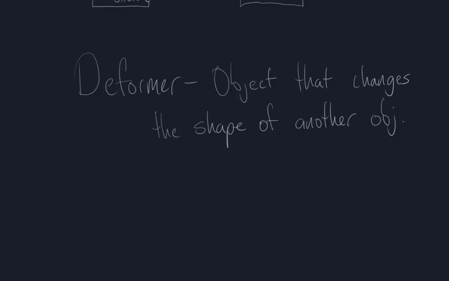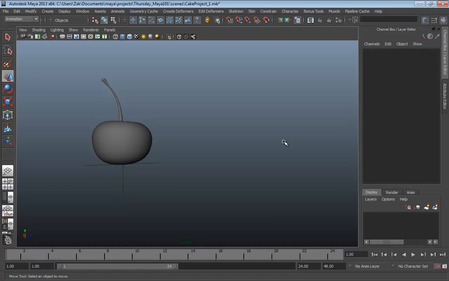The type of deformer we are going to create will allow us to automatically squash and stretch the body of our cherry in a way that maintains volume, meaning as the cherry gets shorter, it's also going to get wider. As it gets taller, it's going to get thinner. So it looks like it'll maintain that same volume the entire time it's in motion. So let's go back over to Maya.